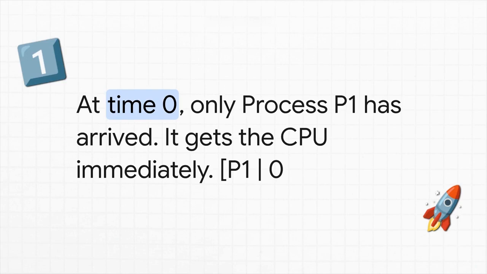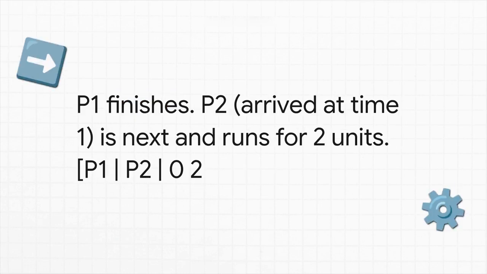So right at the very beginning at time 0, who's in the queue? Well, only P1 has arrived. So with no competition, it gets the CPU right away. Now, P1 needs 2 units of time, so it runs and finishes at time 2. So what happens next? We check the queue. And hey, while P1 was busy, process P2 arrived back at time 1. It's been waiting. So as soon as the CPU is free, P2 gets its turn.